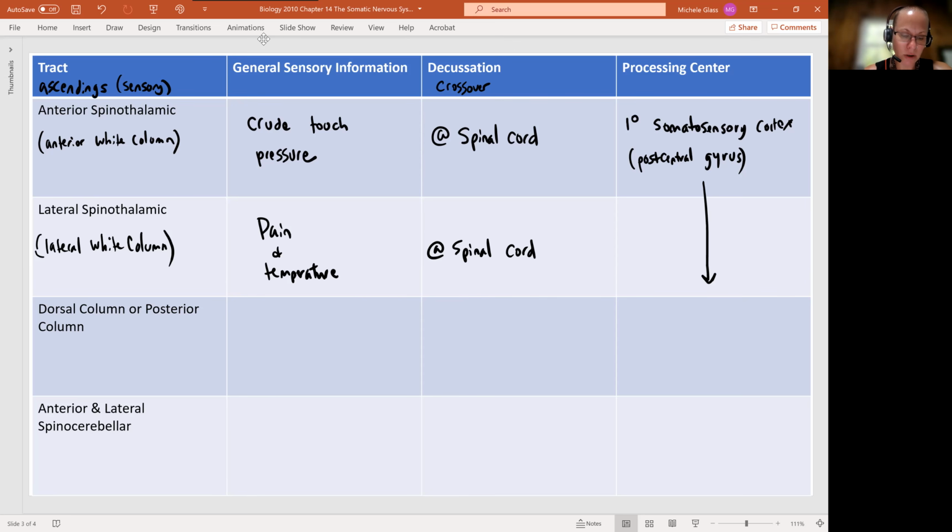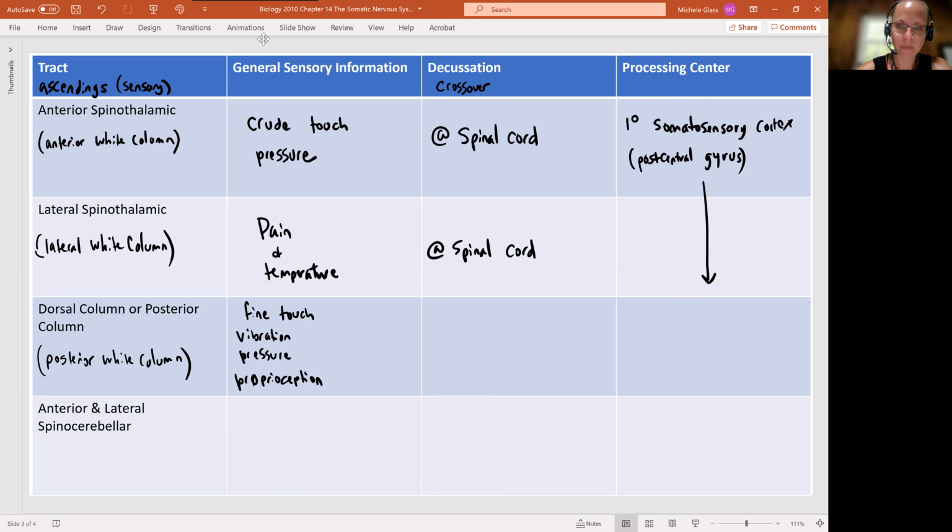Okay, this next one is called the dorsal column or the posterior column track or pathway. And so this is actually located, remember, in that entire posterior white column. This is the largest track that we've dealt with so far. This has a ton of information. So I always think, okay, it's the hugest amount of white matter, so most axons, and it's carrying the most amount of information. So we have fine touch, we have vibration, we have pressure, we have proprioception.